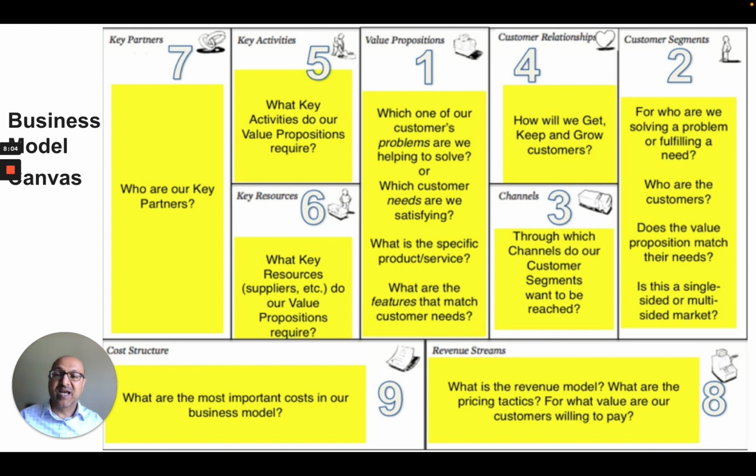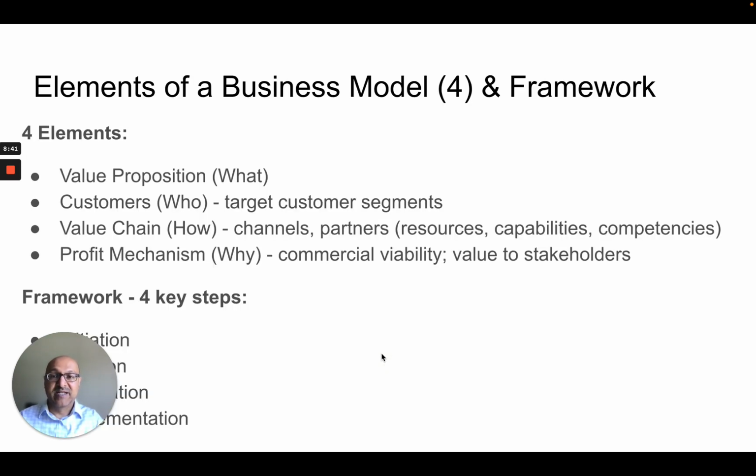And the last element, number 9, is our cost structure. What are the most important costs? So when we do the financial model, we'll go through this in detail, both on the revenue and cost side. But just at a high level, what are our revenue channels or streams? What's our revenue and pricing model? What are our cost structures? Not so much detail, but just high level categorically. And then this allows us on one page to clearly define, design, and see what our business model is and whether it's scalable or not.